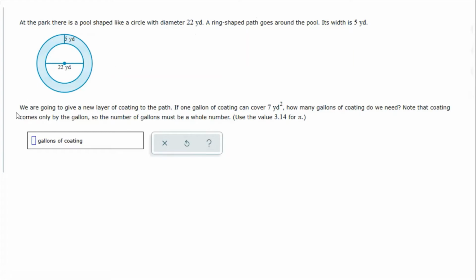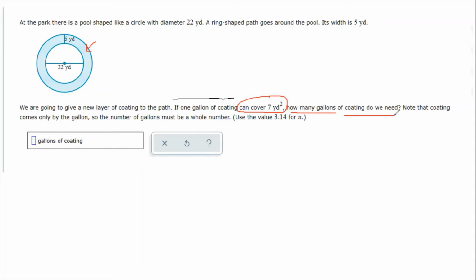And then it says, we are going to give a new layer of coating to the path. That's the new information. And then here's the proportion we have to use. The proportion says, if 1 gallon of coating can cover 7 square yards, this is the proportion we will use after we calculate the area of this segment, right? The question is, how many gallons of coating do we need?